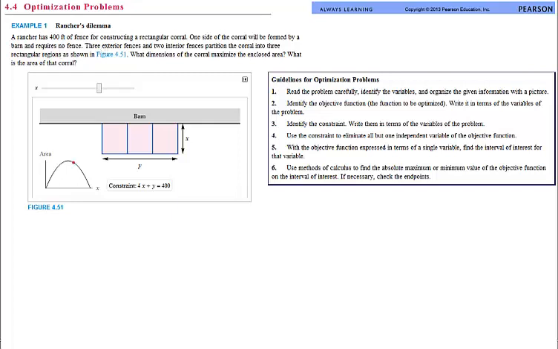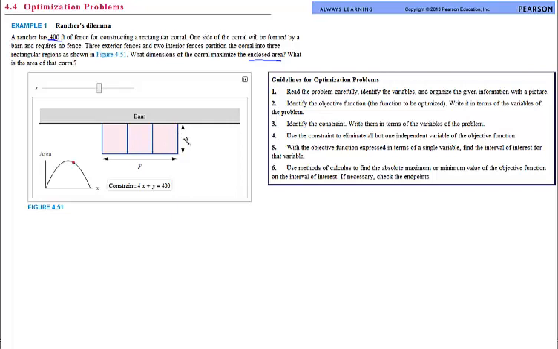First up, we have a rancher trying to maximize his area. He wants to maximize the enclosed area, so that's what we're going to be looking at. What is my maximum amount of enclosed area? He's got a barn, and he has 400 feet of fence. I'm supposed to use the barn as one side and then create 3 different corrals.